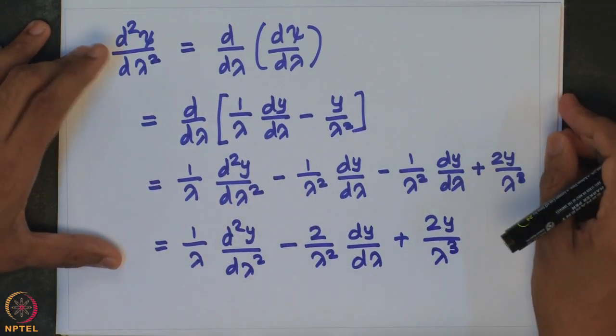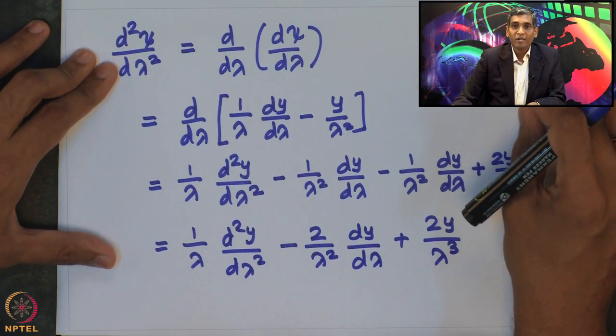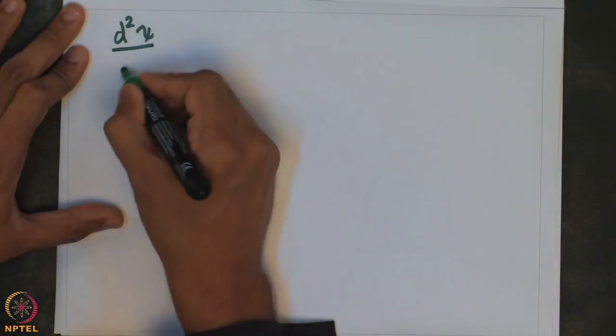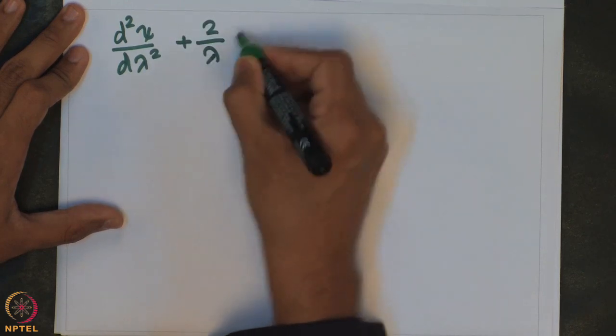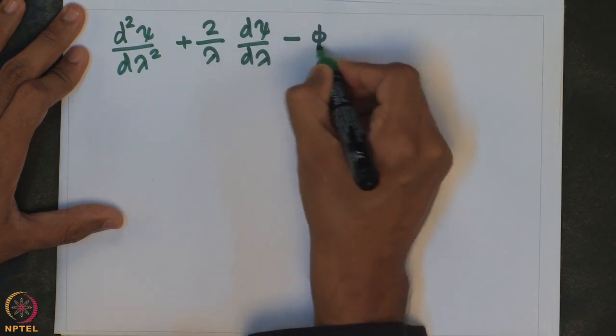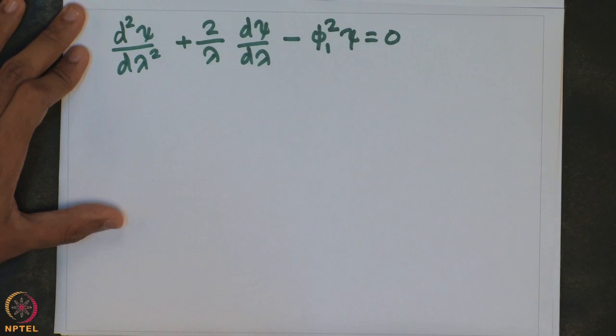So, we know the second derivative, and we also know the first derivative, and we can now substitute them into the model equation. Let us do that. What is the model equation? The model equation is d square psi by d lambda square plus 2 by lambda d psi by d lambda minus phi 1 square into psi equal to 0.